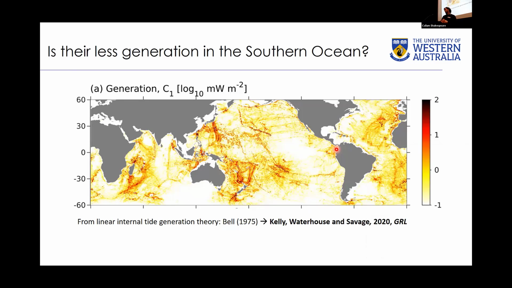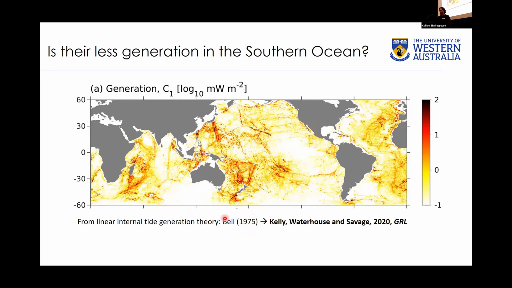Another reason there could be a discrepancy is that the actual generation process of the waves is different between the different regions. So the topographic generation is a function of the tidal forcing, the topographic shape, and the bottom stratification.